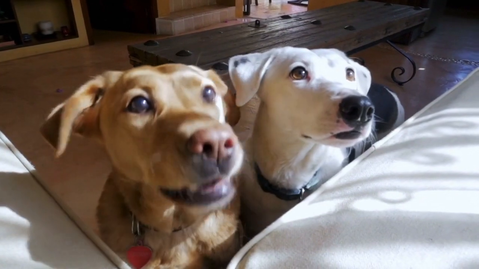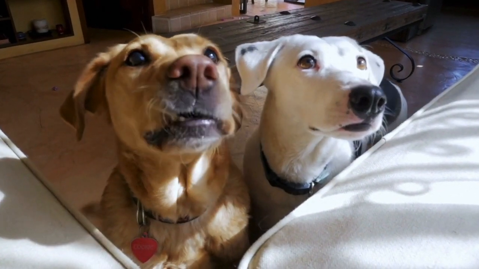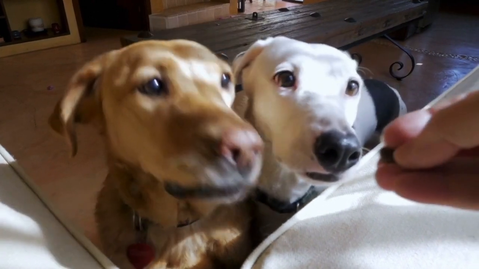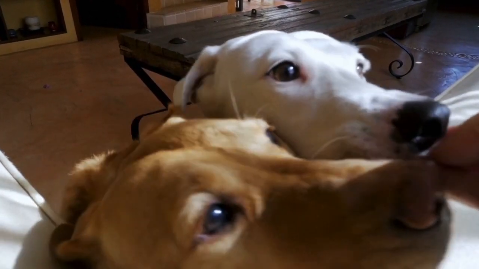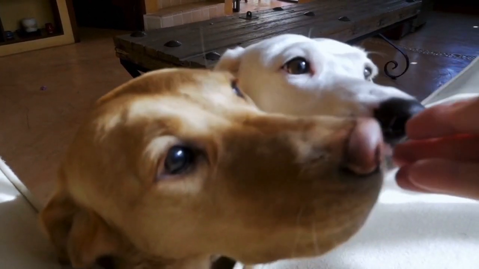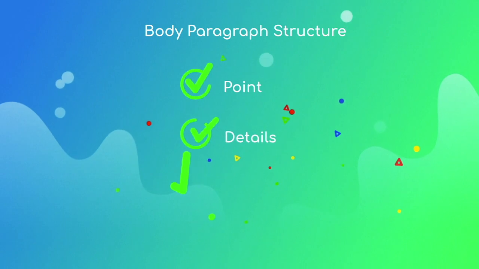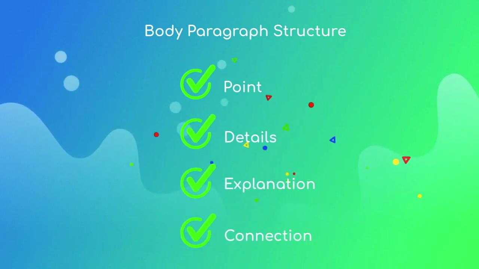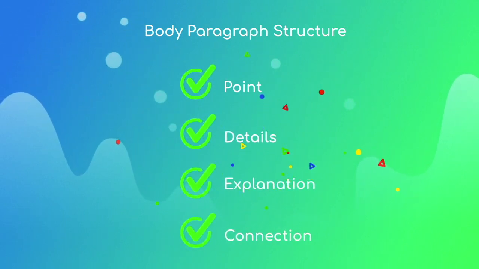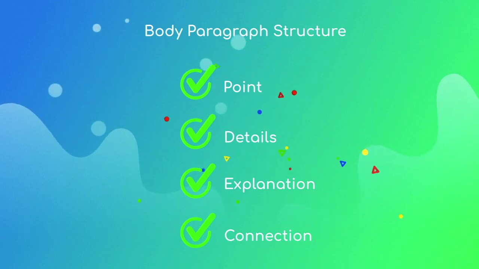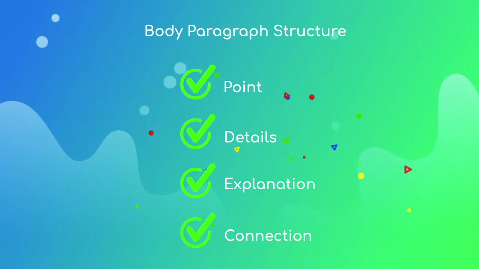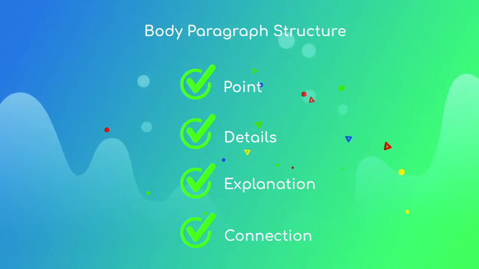In the example introduction paragraph, there were three arguments identified. First, dogs provide protection, then they encourage exercise, and last, they build responsibility. Each of these arguments will form its own paragraph. For each paragraph in the body, there must be a point, which is the argument, details about the argument, an explanation which links the argument back to the author's position, and a connection which links to the next paragraph.